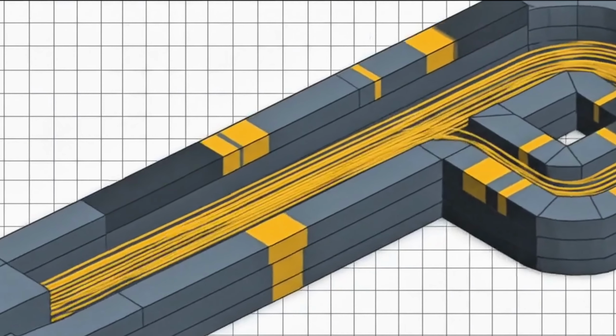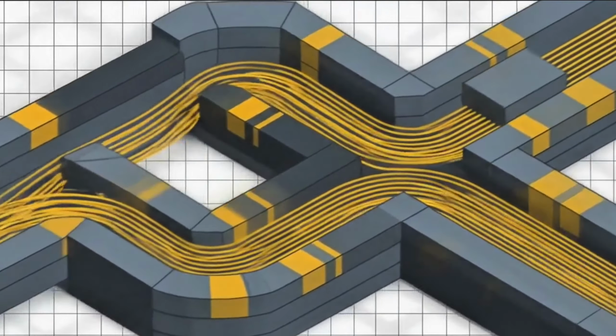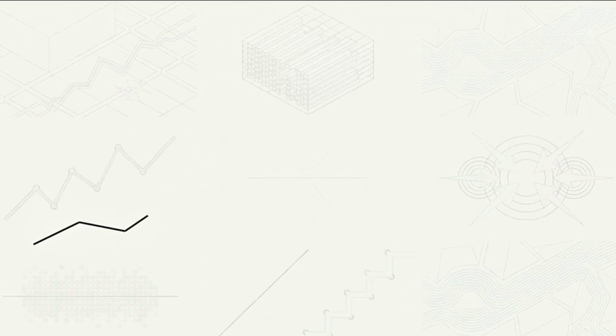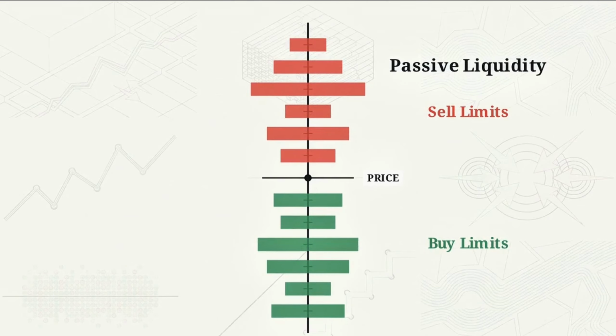To understand why a false breakout happens, we have to discard the chart and expose the invisible fuel powering the market: liquidity. This is the depth of market, or the DOM, the ledger showing the actual volume of orders waiting behind the standard price line. Those horizontal bars represent passive liquidity. They are limit orders waiting at specific price levels, acting as defensive walls.